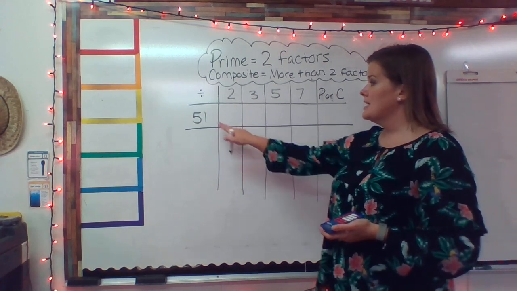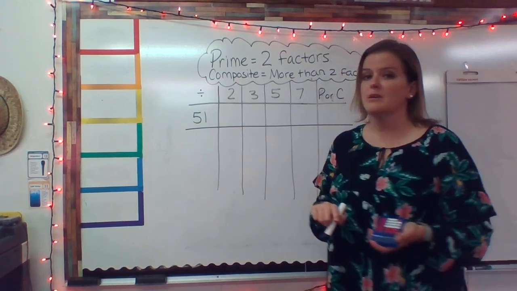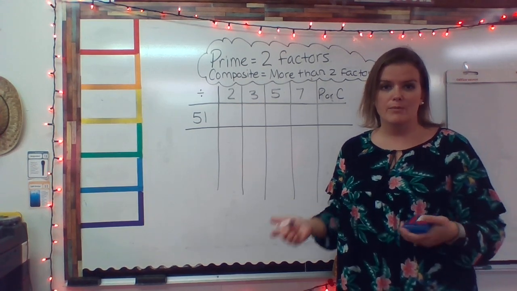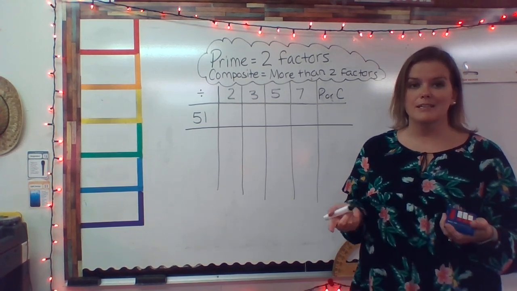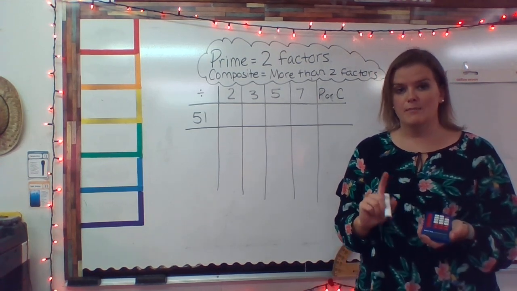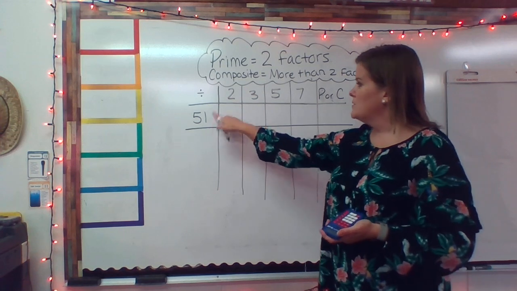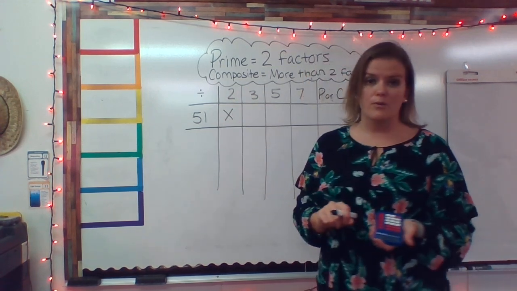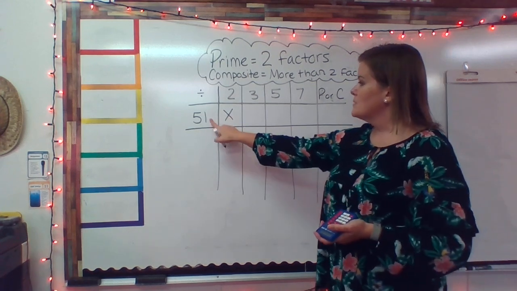So I'm going to take 51 and divide it by 2. But from all of our homework that we've had this year, I already know that if I take an odd number and divide it by 2, I'm going to get a decimal answer. And so I'm looking for whole numbers in my divisibility chart. So 51 divided by 2 is going to give me a decimal answer, and that is not what I want. So I'm going to put an X. So I'm going to try the next one.